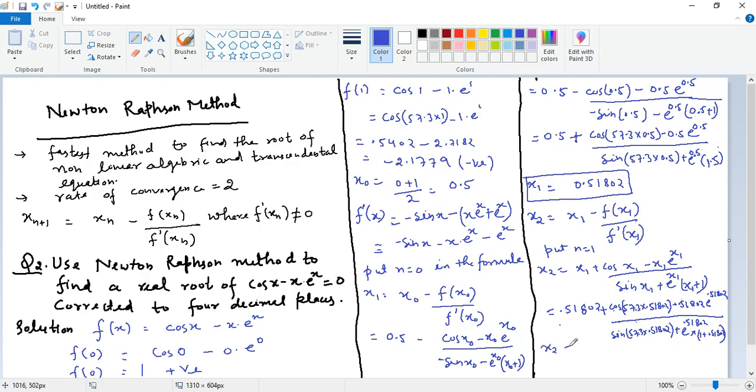So we will get x2 is equal to 0.5180. So in the question, it is given correct up to 4 decimal places. So after the decimal point, these 4 values are repeated. So we can say thus the root of the equation is 0.5180. This will be the answer.